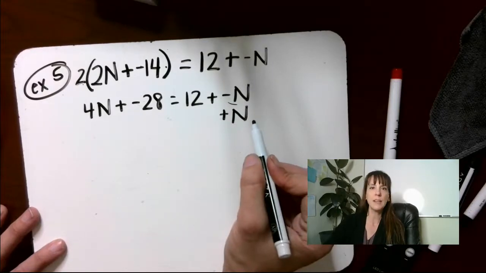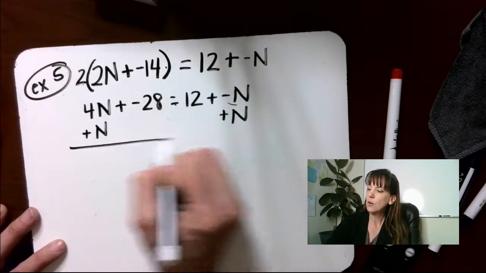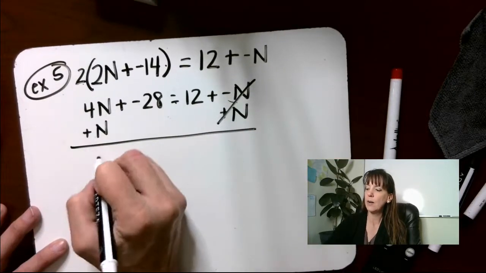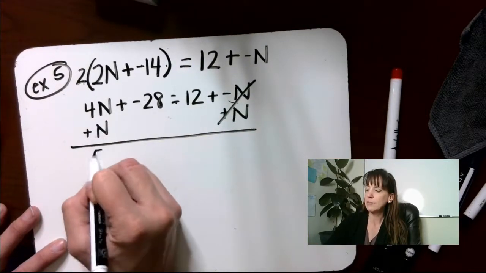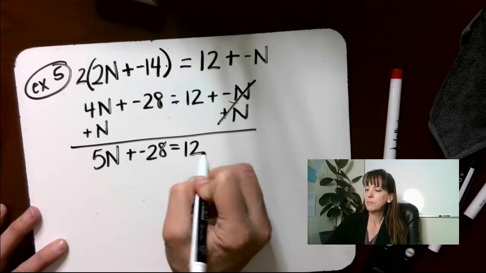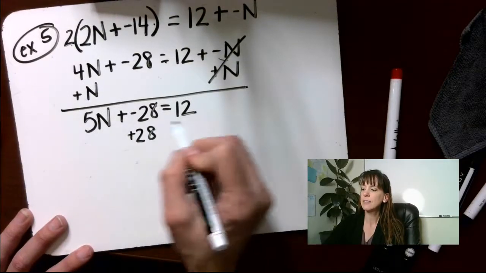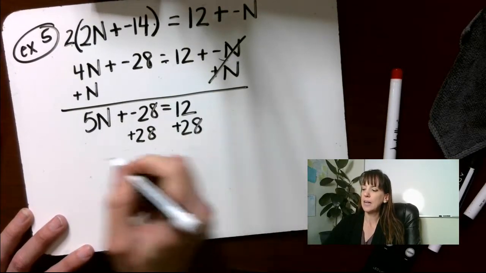But what I do to one side of the equation, I must do to the other side. So plus n. Draw my line, cancel these guys out. I now have 4n plus 1 more n is 5n plus negative 28 equals 12. The opposite of negative 28 is positive 28, so I'm going to add 28 to both sides.